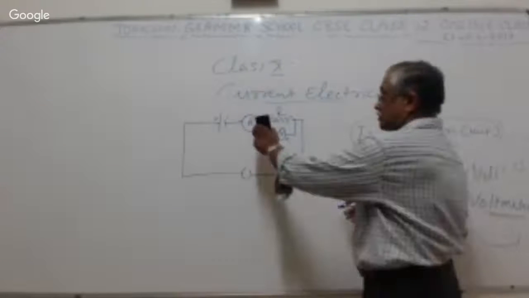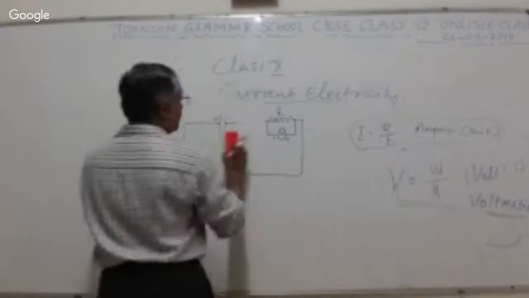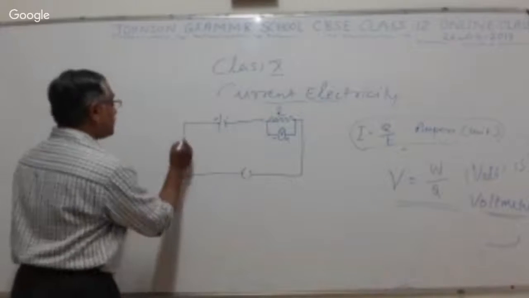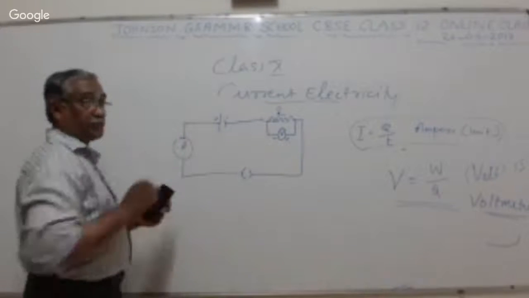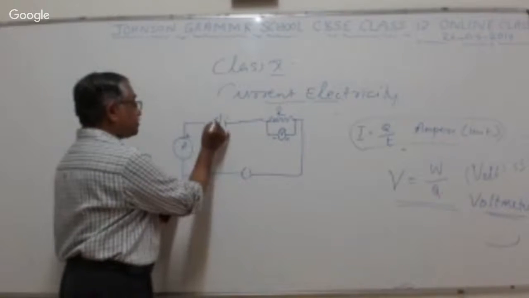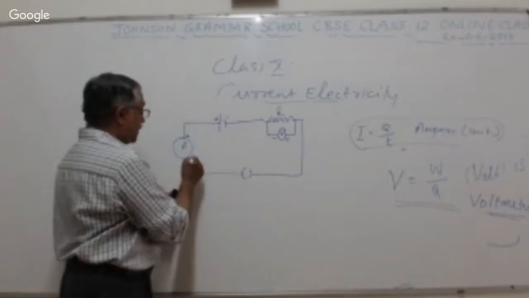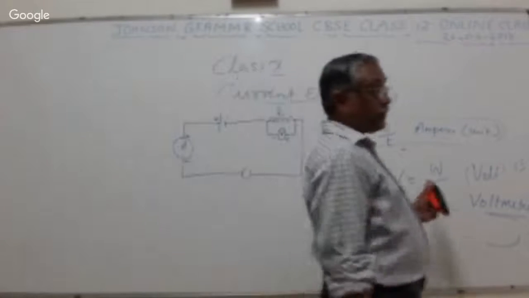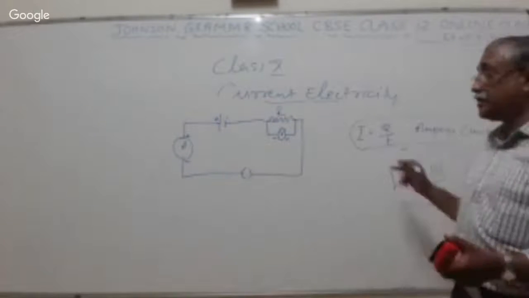Suppose you would like to connect the ammeter at another point, suppose here. You are always welcome to connect the ammeter here. No problem. But you see the connection: the positive terminal should be facing the positive of the cell, and the negative should be facing the negative of the cell. So you can connect an ammeter anywhere in the circuit because it is connected in series.